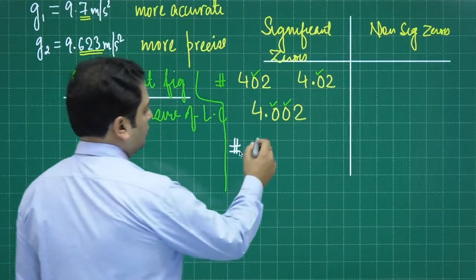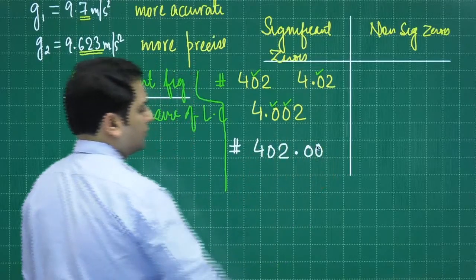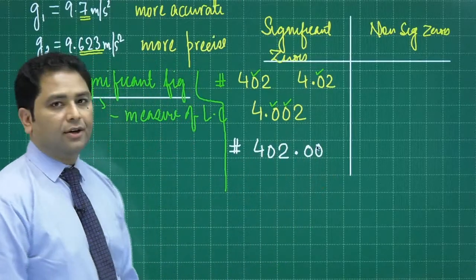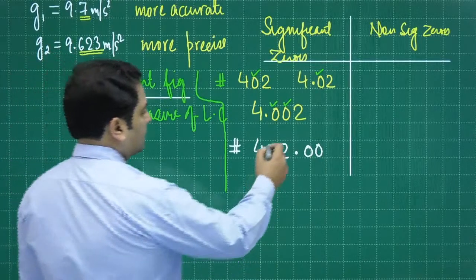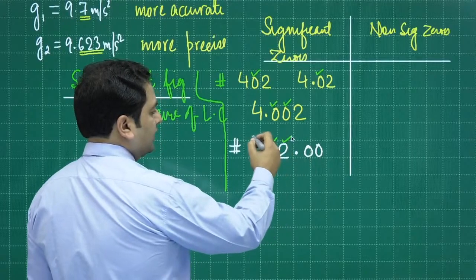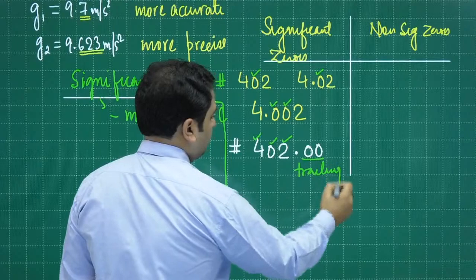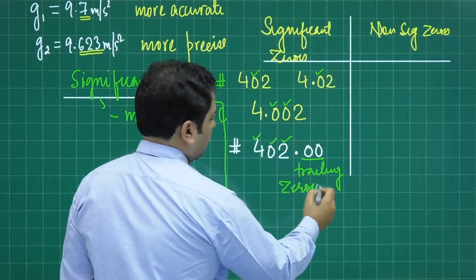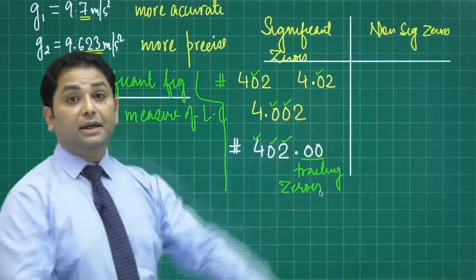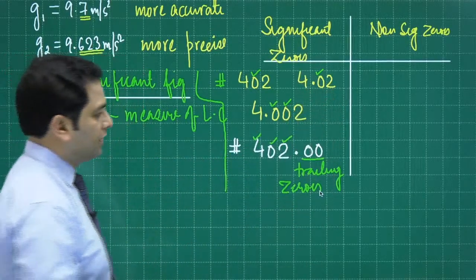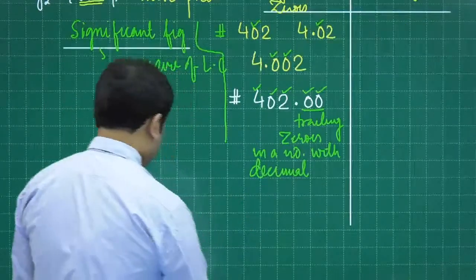This is the case: 402.00. Just try to understand now. Look, this 0 is sandwiched, so it is significant, but these are trailing zeros. I think I did not tell you the meaning of trailing: the final zeros. It is a very important condition, trailing zeros in a number.